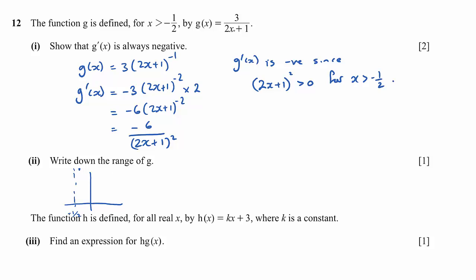Remember, if x is more than negative a half, the bottom would be positive. 3 divided by a positive is positive. And as x tends to infinity, that's going to asymptote to 0. So we could say that it's real numbers, and we can say that y is greater than 0. So from 0 upwards.